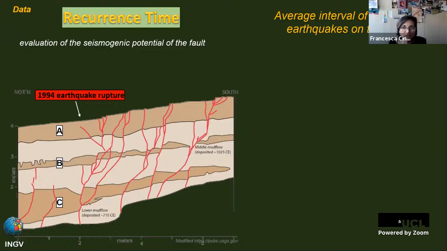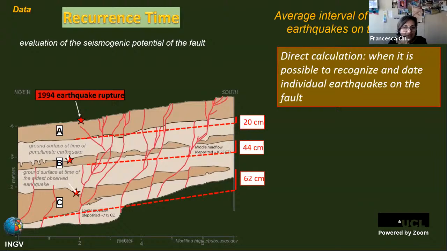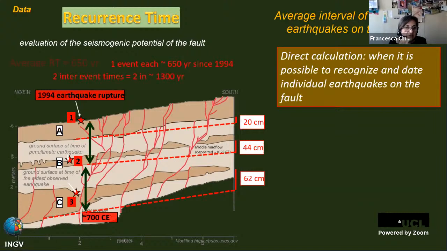Recurrence time is the average interval of time between earthquakes on the same fault. We had an earthquake in 1994, and we can make a direct calculation, of course, when it is possible to recognize and date individual earthquakes on the fault. And what we saw even before, we noticed increasing displacement. We set our event horizon where this occurred. So we have the recognition of two events prior to 1994. And so we have two inter-events in the time span between 1994 and the age of the stratigraphy exposed.